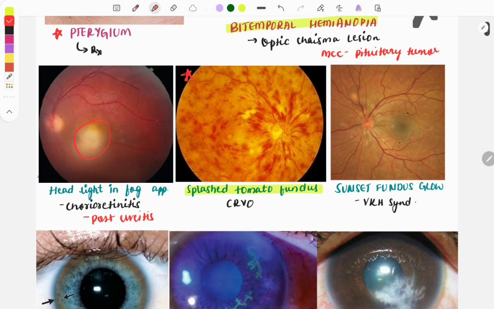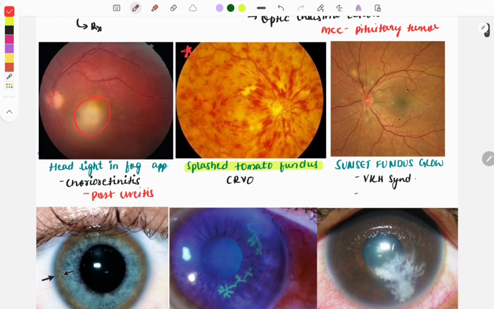So this VKH is seen in relation with the panuveitis. जब भी patient को panuveitis होगा, along with that we can see Sugiura sign, which is the perilimbal vitiligo, और उसके साथ में CNS की भी involvement होगी, then that is called as a VKH syndrome.